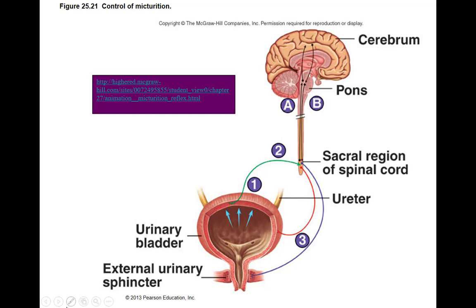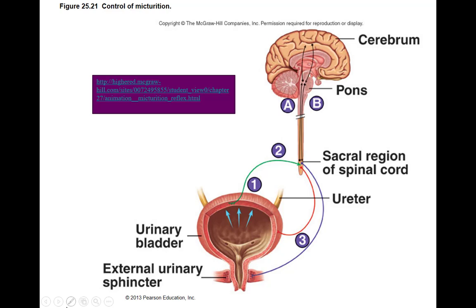This is just showing the different steps. When your bladder stretches, you have receptors that are like, oh, we're filling. It goes to the sacral region. The sacral region will be like, let's contract this, relax these, urinate. However, if your pons is developed, we can sit there and we can control that external urinary sphincter.